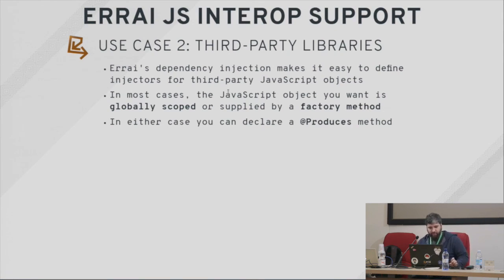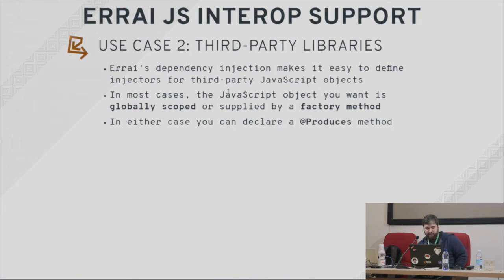So in general, we want to be able to inject JavaScript objects from third-party libraries into our applications. This is really important because, as I'll show you later, it makes it easier to run unit tests of your usage of JavaScript APIs in a normal Java SE runtime.